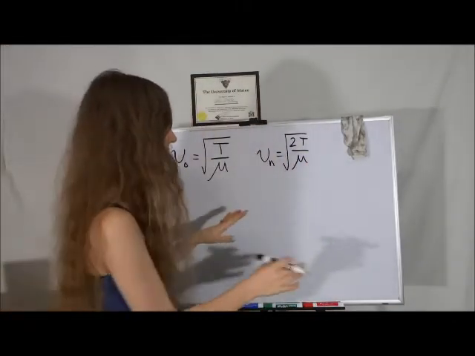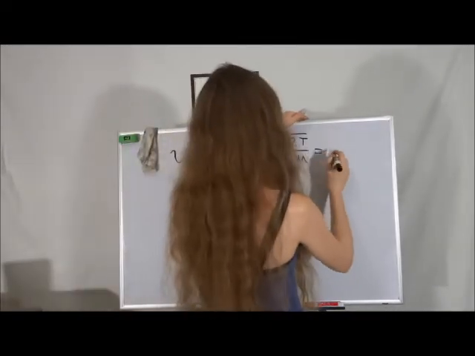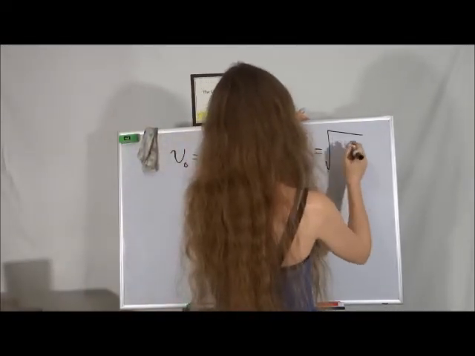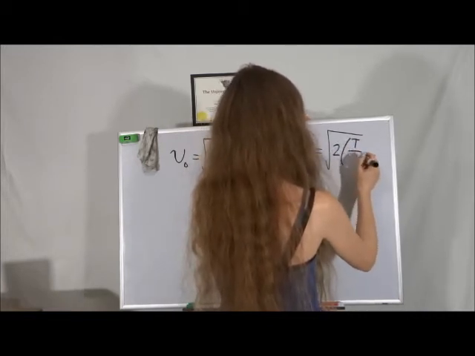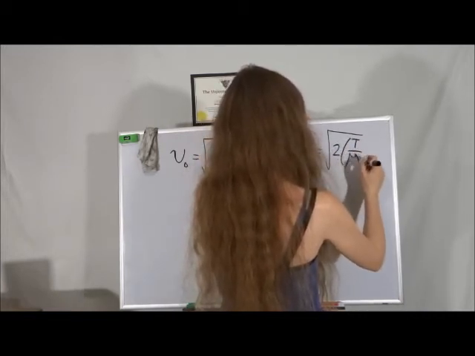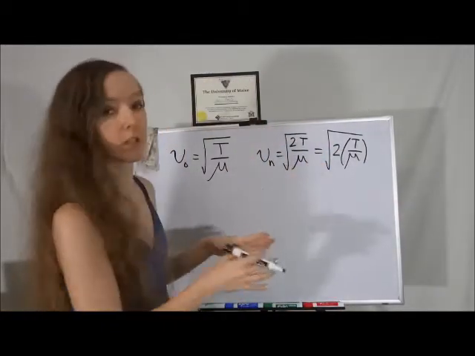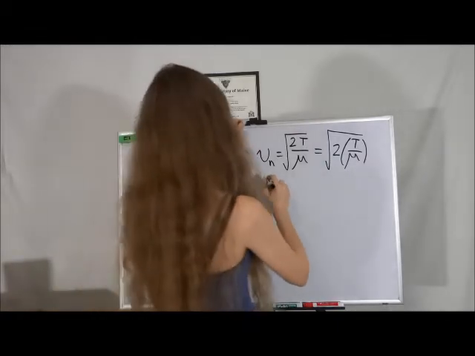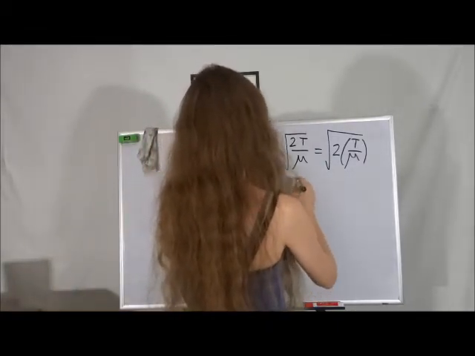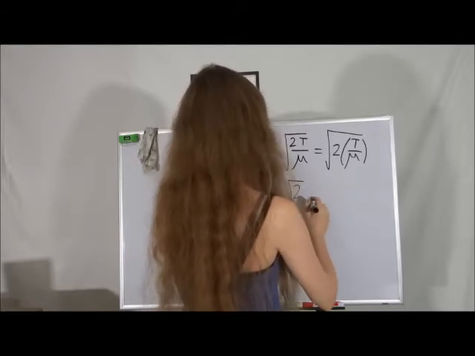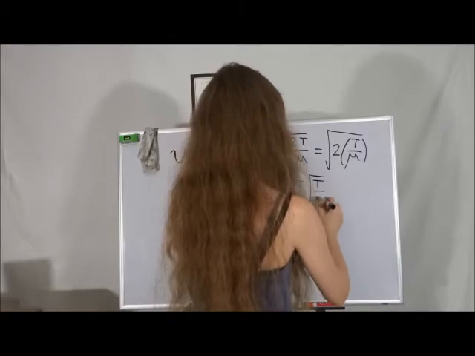So I'm going to go ahead and rewrite this in a couple different ways. This is the same thing as the square root of 2 times the quantity T over mu. And then I'm going to put these under separate square roots, which we can do. So we're going to have that our new speed is equal to the square root of 2 times the square root of T divided by mu.